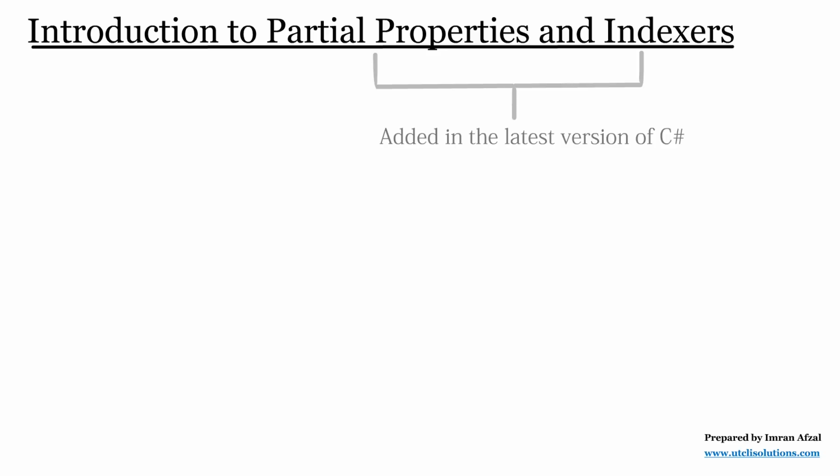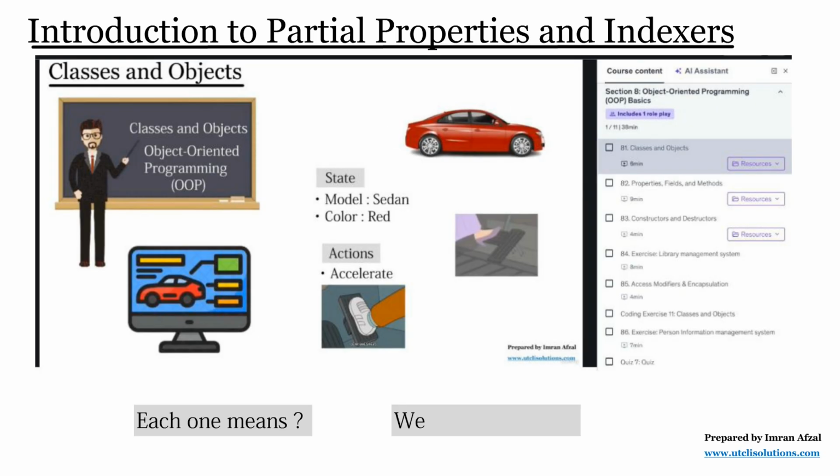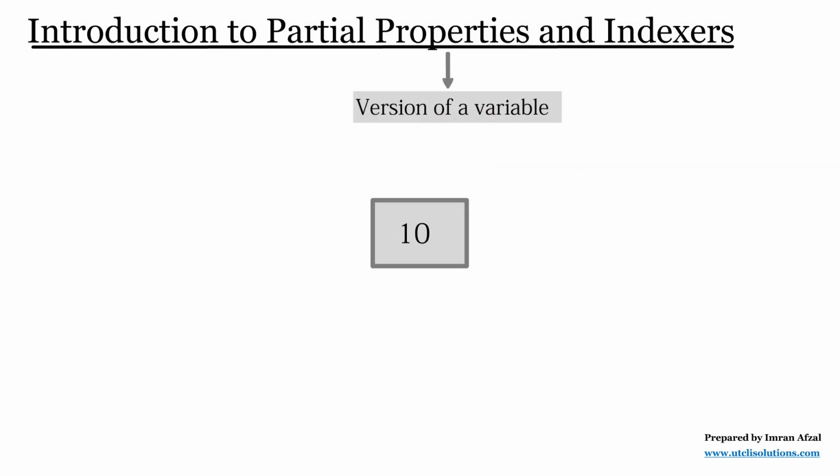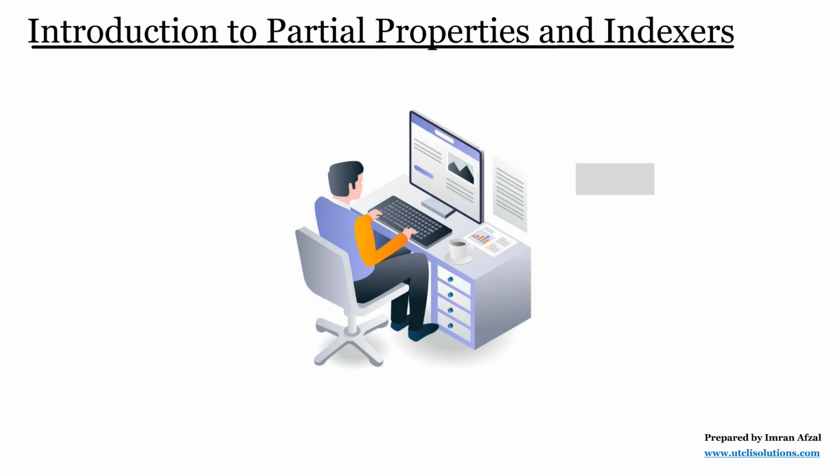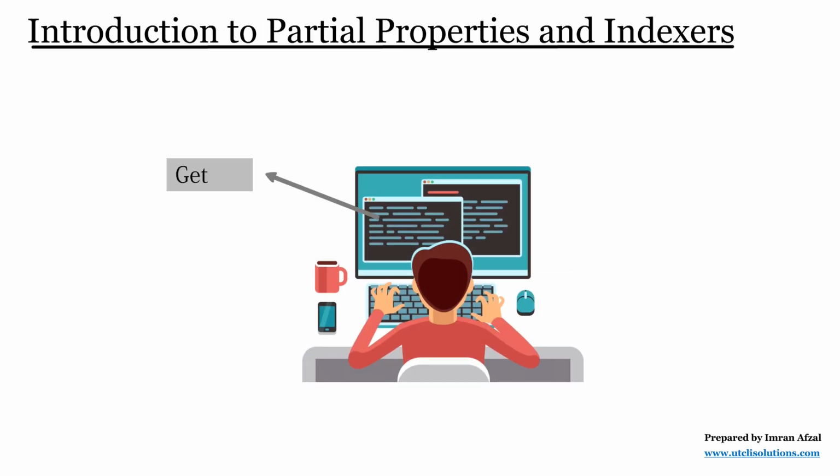Let's first understand what each one means and why we are learning about them together. In C Sharp, a property is like a smart version of a variable. It helps to control how the value is read and how it is changed. Normally, we write both the reading part called getter and the changing part called setter in the same place. But now C Sharp gives us a new option called partial property. This means we can write the get part in one file and the set part in another file.